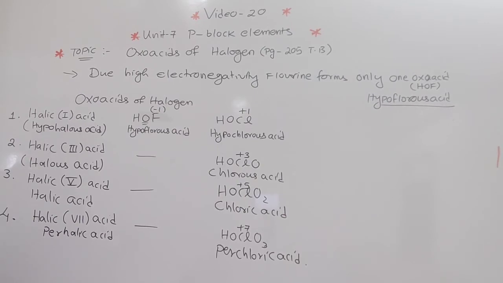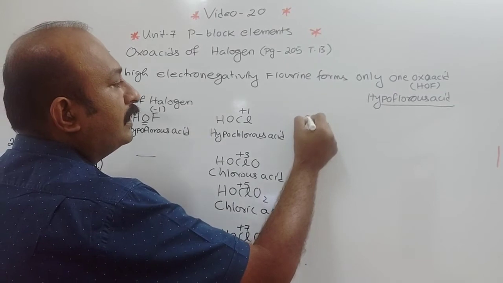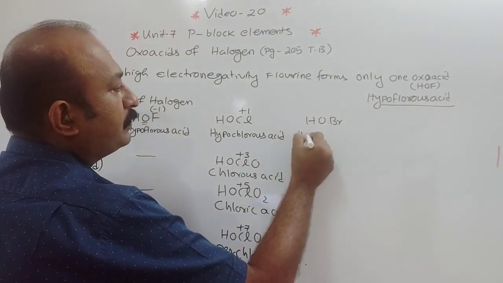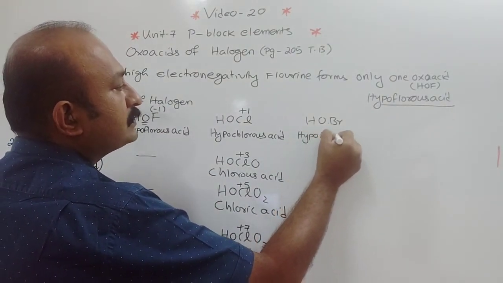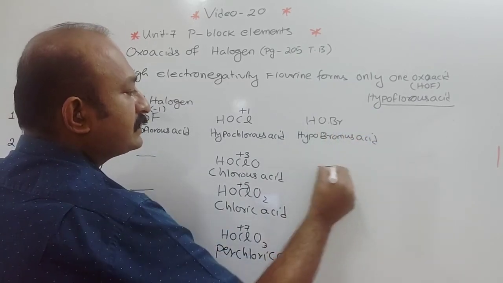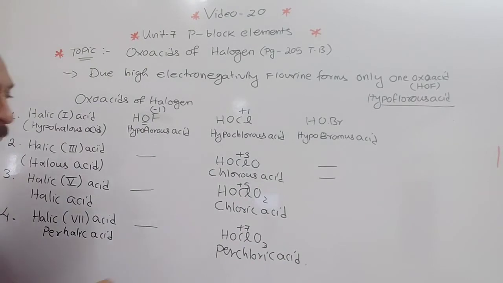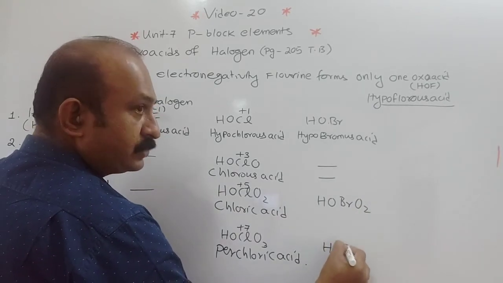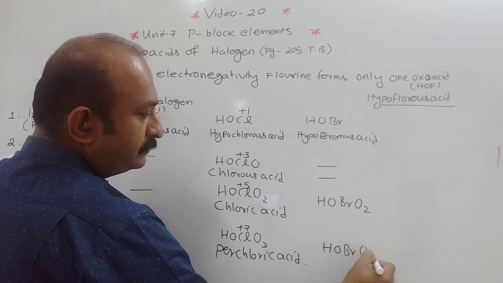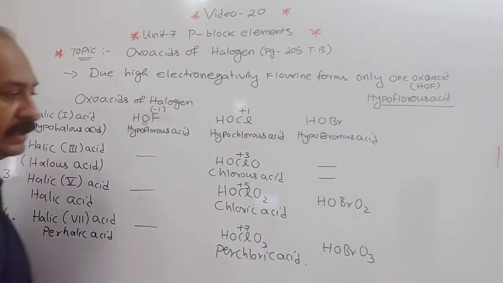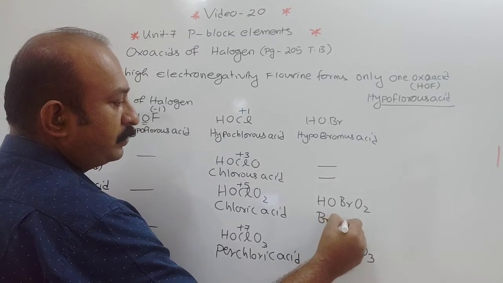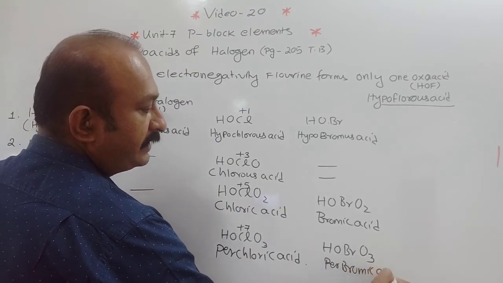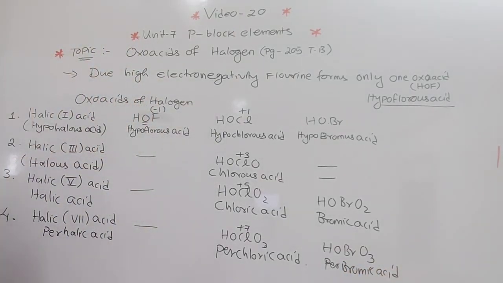Now, the next one is bromine. When we talk about bromine, it is HOBr. Clear? HOBr, hypobromous acid. Clear? The next one is not formed by bromine. Here it will be HOBrO2, and this one will be HOBrO3. Now, in this case, you can write this as bromic acid, and this is perbromic acid. Okay, like this, you can write the names of oxoacids.